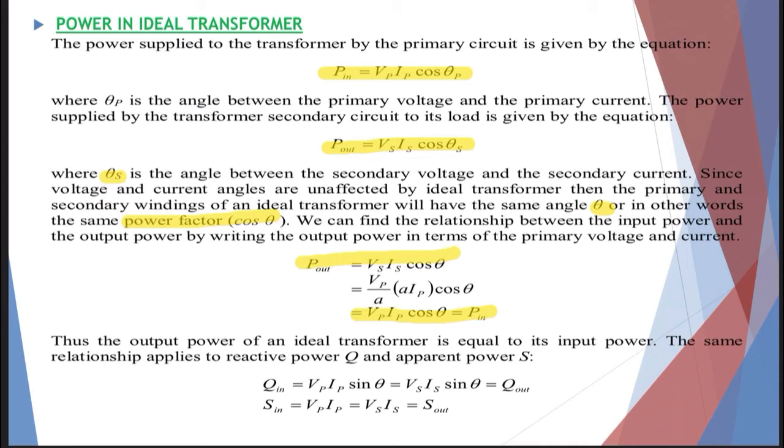The same relationship applies to reactive power, Q, and apparent power, S. So Q in will be Vp Ip sine theta, which also equals Vs Is sine theta. Now we use sine theta for reactive power. So S in will also be Vp Ip, which equals Vs Is, which equals S out. These equations are very important, and we'll use them for solving problems in the transformer.